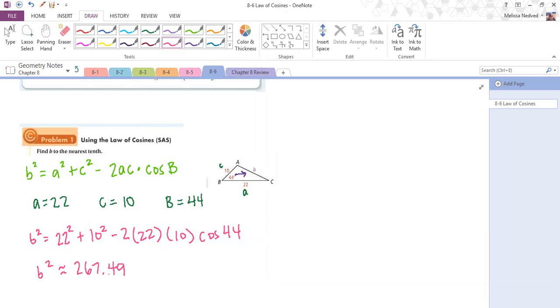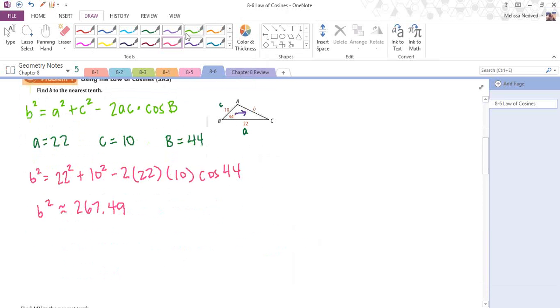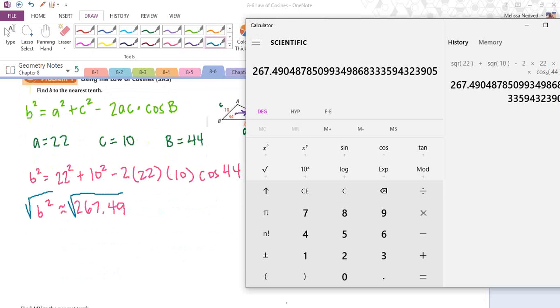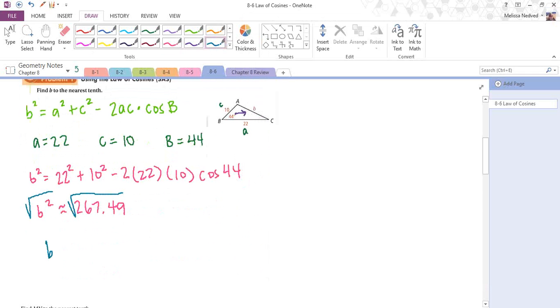Now, I don't care about b squared, though. I don't care about the side length squared. I care about what just b is. So to get b by itself, I'm going to square root both sides. And if you can in your calculator, the way I can in my calculator, leave this from the previous time I hit enter from finding that long expression, and then just go ahead and click the square root, and it's going to automatically keep that number. And then you don't have to retype something long and nasty, or you don't have to do as much rounding. So it tells us to round to the nearest tenth. So b is approximately 16.4 units long.